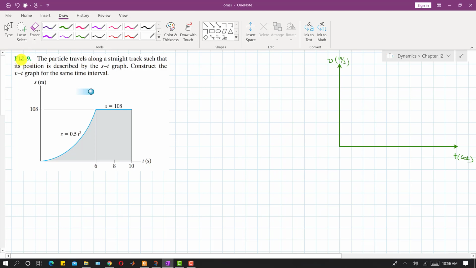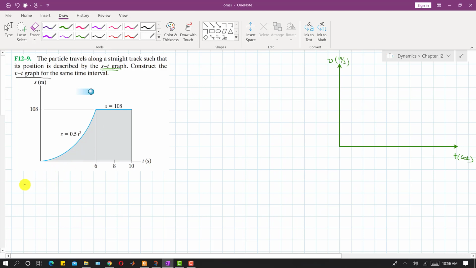Now I am going to solve this fundamental problem 12.9. In this problem it is said that a particle travels along a straight track such that its position is determined by the S of t graph. So this S of t graph is given, and we are asked to construct the V of t graph for the same time interval.